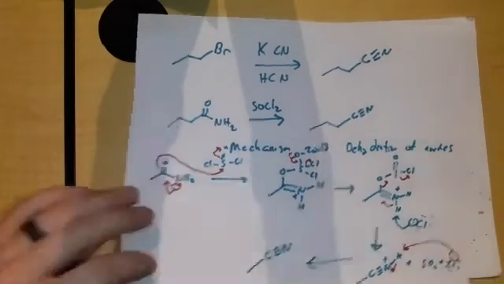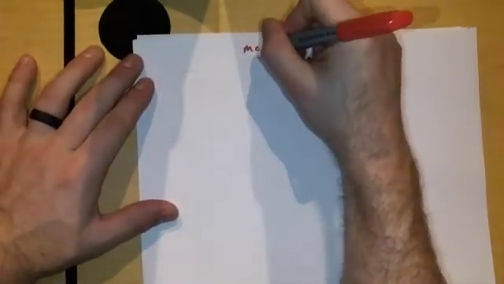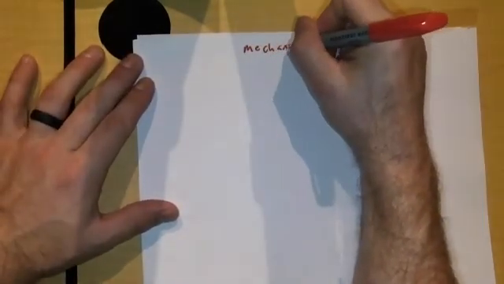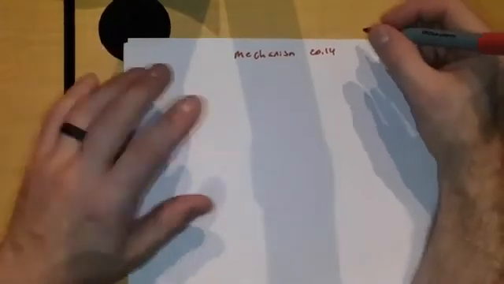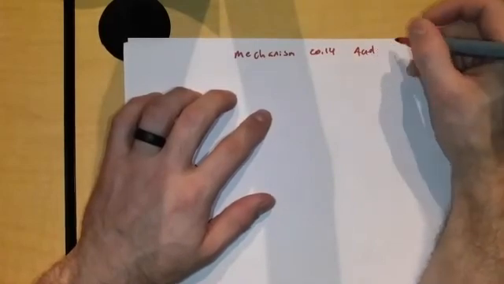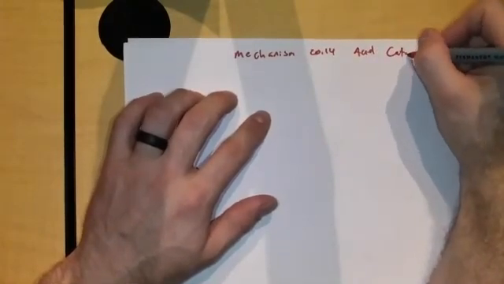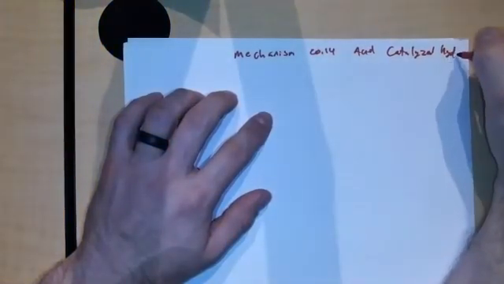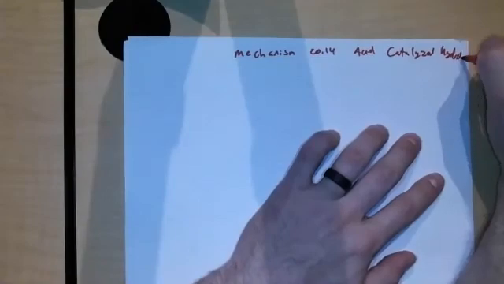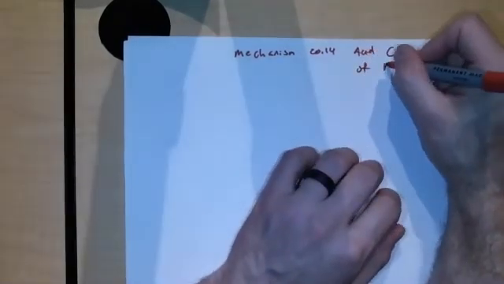All right, so the last mechanism we'll talk about is mechanism 20.14. And I'm only going to do half of it. The book also only does half of it. We'll talk about why in a second. So we're doing another acid catalyzed hydrolysis of nitrile this time. So that means we're going to be adding an H plus in water.